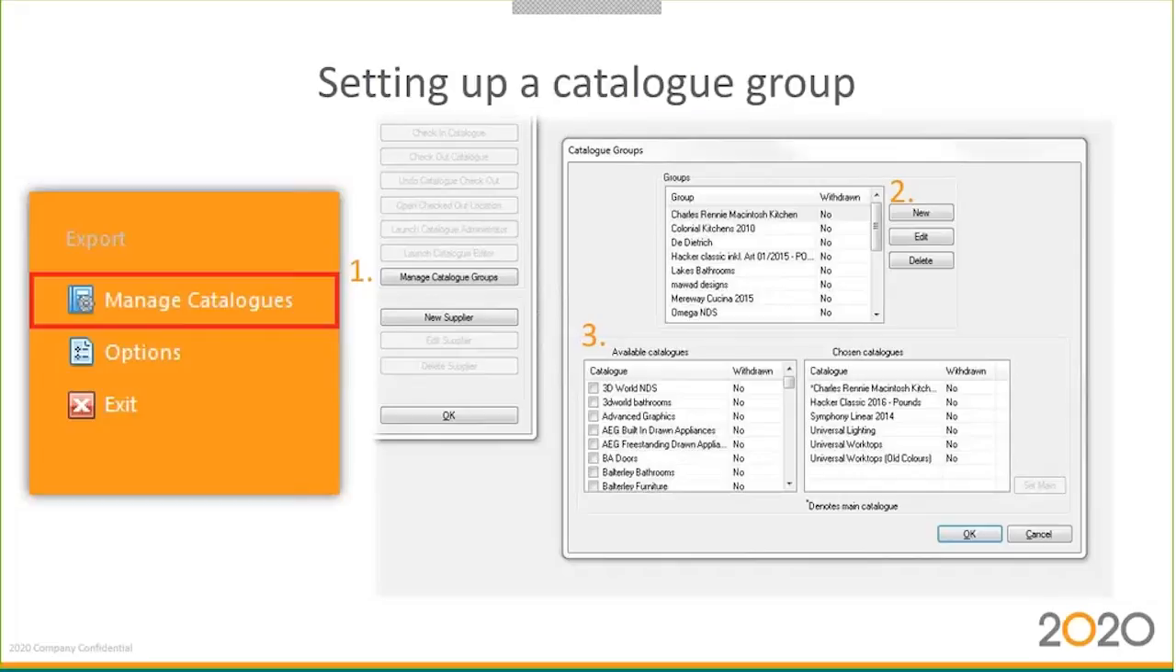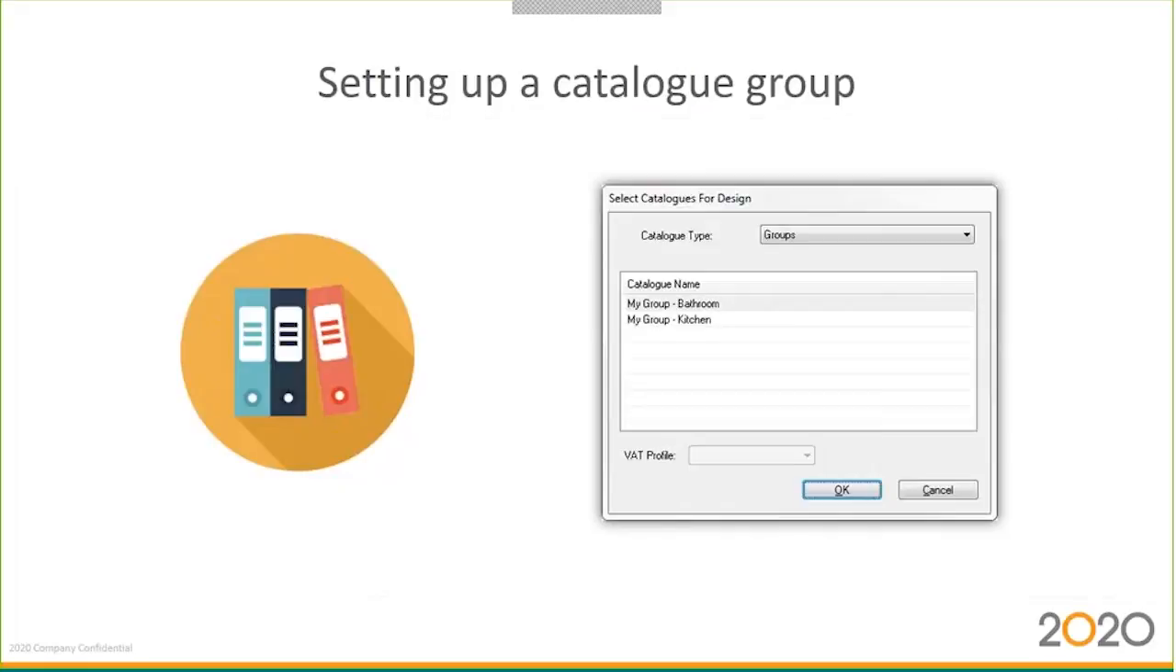Examples as to why you'd want to set up a catalogue group is you may do kitchens and bathrooms. So going back to our first slide, you would create two groups, one for kitchens, so your kitchen manufacturers and appliance manufacturers, and then another group for your bathroom manufacturers. It just makes it easier when starting new designs that you've got, for example, two groups to select from, either kitchens or bathrooms. It's a time saver again.